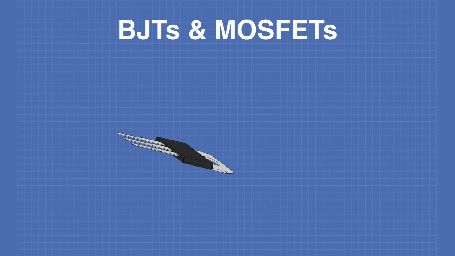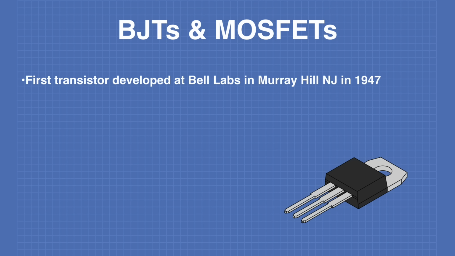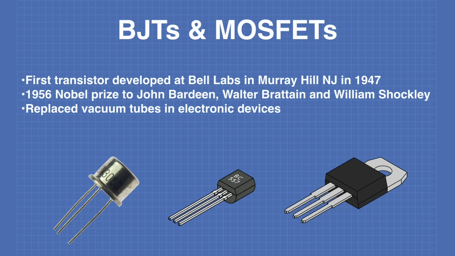So let's start off by learning a bit about transistors. Let's take a look at bipolar junction transistors and MOSFETs. The first transistor was developed at the Bell Laboratories in Murray Hill, New Jersey in 1947 and was patented in 1948. The 1956 Nobel Prize was awarded to John Bardeen, Walter Brattain, and William Shockley for the discovery of the transistor effect. Transistors quickly replaced vacuum tubes in electronic devices.